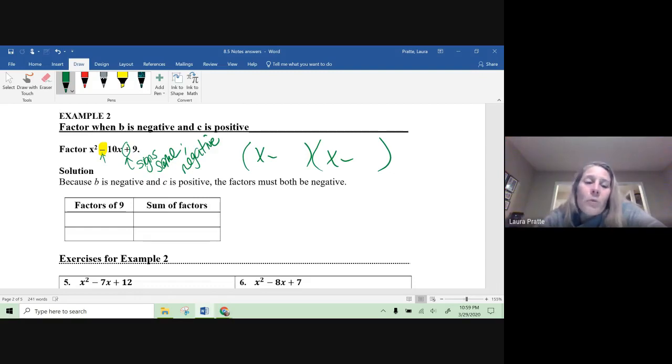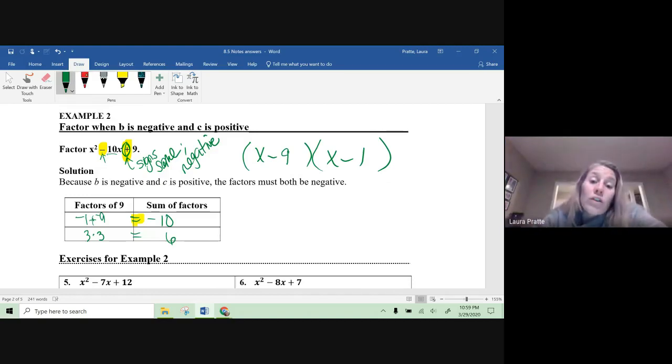So same concept though. What are the factors of the 9? Well, it's either 1 and 9 or 3 and 3. Again, this is a plus sign here, so they're still going to add up to that middle number. So 1 plus 9 equals 10, and 3 plus 3 equals 6. Well, I need the middle number to be a 10, so obviously I'm going to pick 1 and 9. But because it's a negative 10, I need a negative 1 plus a negative 9 to give me that negative 10. So then I know that this is going to be x minus 9 and x minus 1.